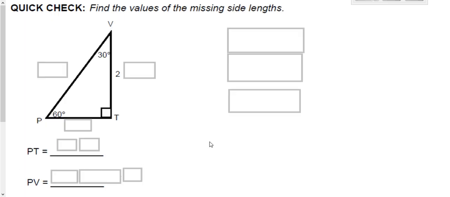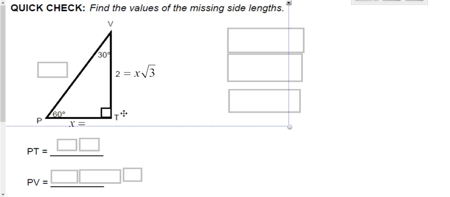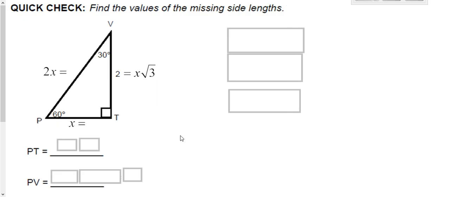Alrighty. Again, you can pause it and see if you can do it right. Let's see if I messed up again. Alright, opposite the 30 is our x side. Opposite the 60, which is already 2 here, it equals x times the square root of 3. And the hypotenuse is 2x. I did it right that time.